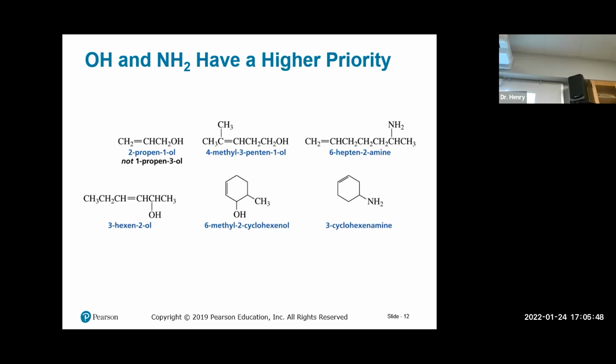So knowing what we know, this guy, we have 1, 2, 3. So this guy would be called 2-propen-1-ol. Okay, why? Why don't we call it...? What was that? Because alcohol has priority.